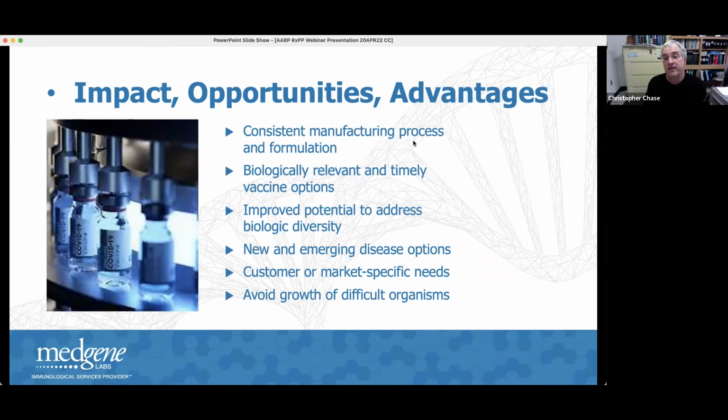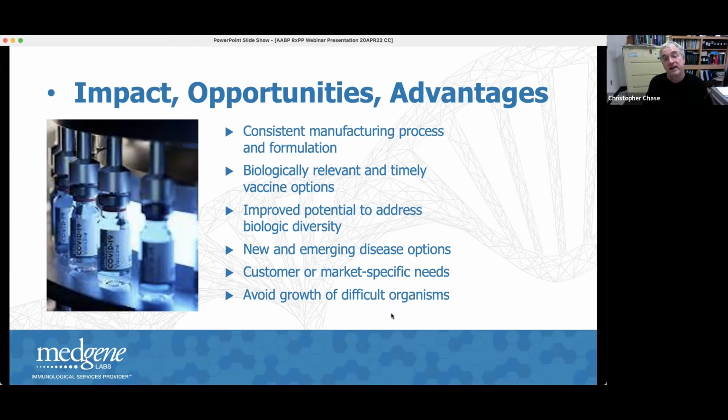The big advantage with these prescription vaccines is that we have a consistent manufacturing process that's already been outlined and approved. We can use the biologically relevant and timely antigens that we need. It improves the potential for biological diversity, because we can add antigens as we see fit as disease comes out. With new and emerging disease options, that's another advantage these platforms have. And because we're going to have a veterinary client-patient relationship, it can be very customer or market specific.